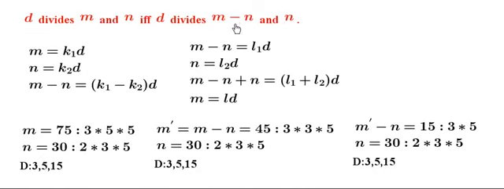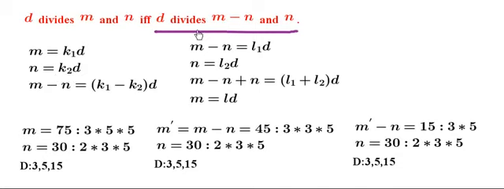So let's consider the forward direction. D divides m and n, then we need to show that D also divides m minus n and n. So since D divides m, m can be represented as a multiple of D. So m is equal to k1 into D. Similarly, D divides n also. So therefore we can write n as a multiple of D. So n is equal to k2 times D.